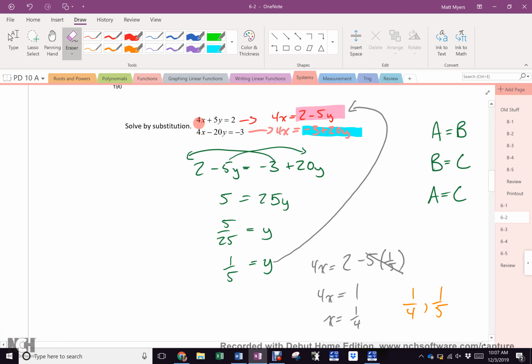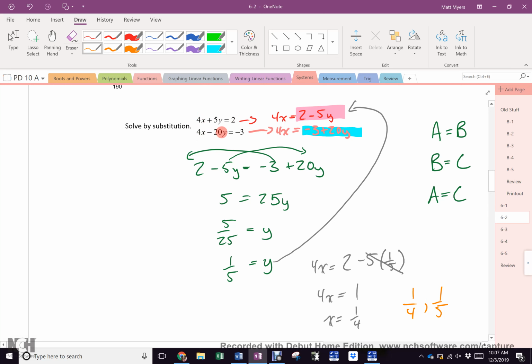What's 4 times a quarter? 1. What's 5 times a fifth? 1. What's 1 plus 1? 2. Nice. I'm glad nobody paused on that one. What's 4 times a quarter? 1. Good. Nobody paused that time. There was a bit of a pause the first time I asked what 4 times 1/4 was.